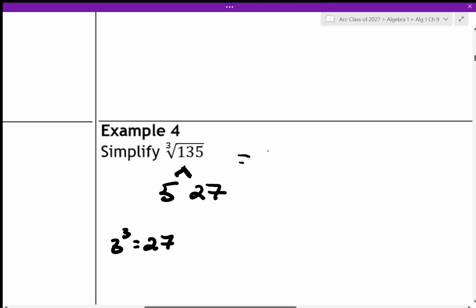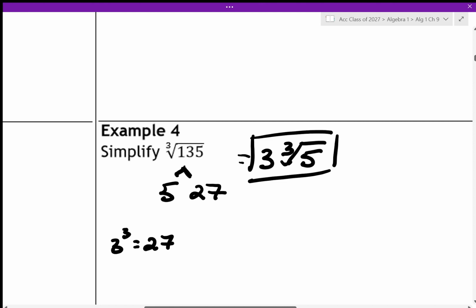Let's see if I can write that a little bit better. 3 cubed root of 5. That's our answer. That's only if you really notice that that 27 is 3 cubed. Now, if you didn't notice it, we could take it and break it apart again.